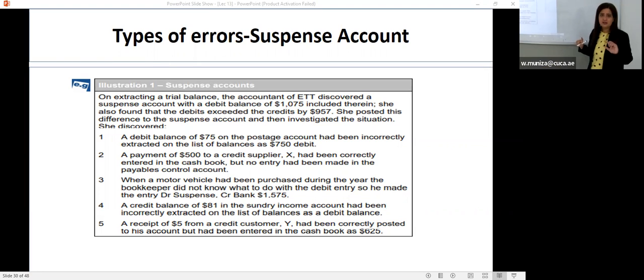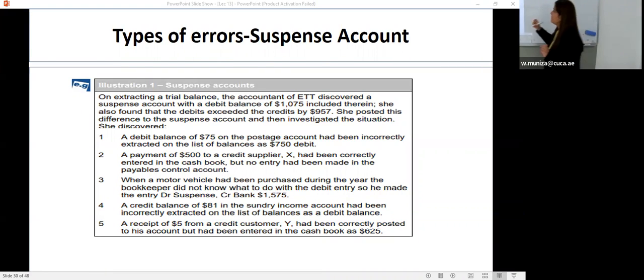Opening balance on the same side. Closing balance on the opposite side. This is the opening balance for you. Opening debit on the debit side. Closing debit on the credit side. Got it? So this balance in the suspense account has to be written on the debit side, that is 1075.